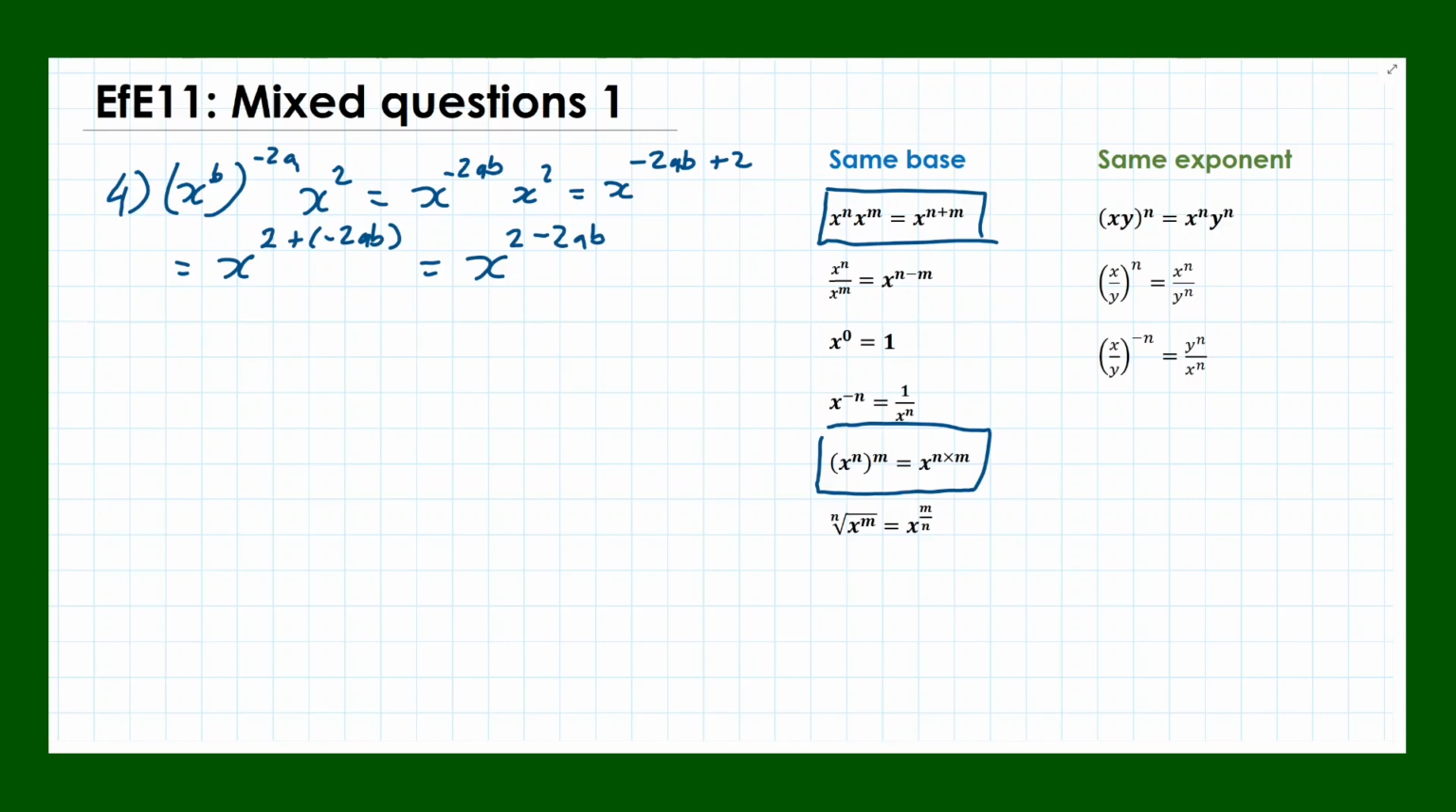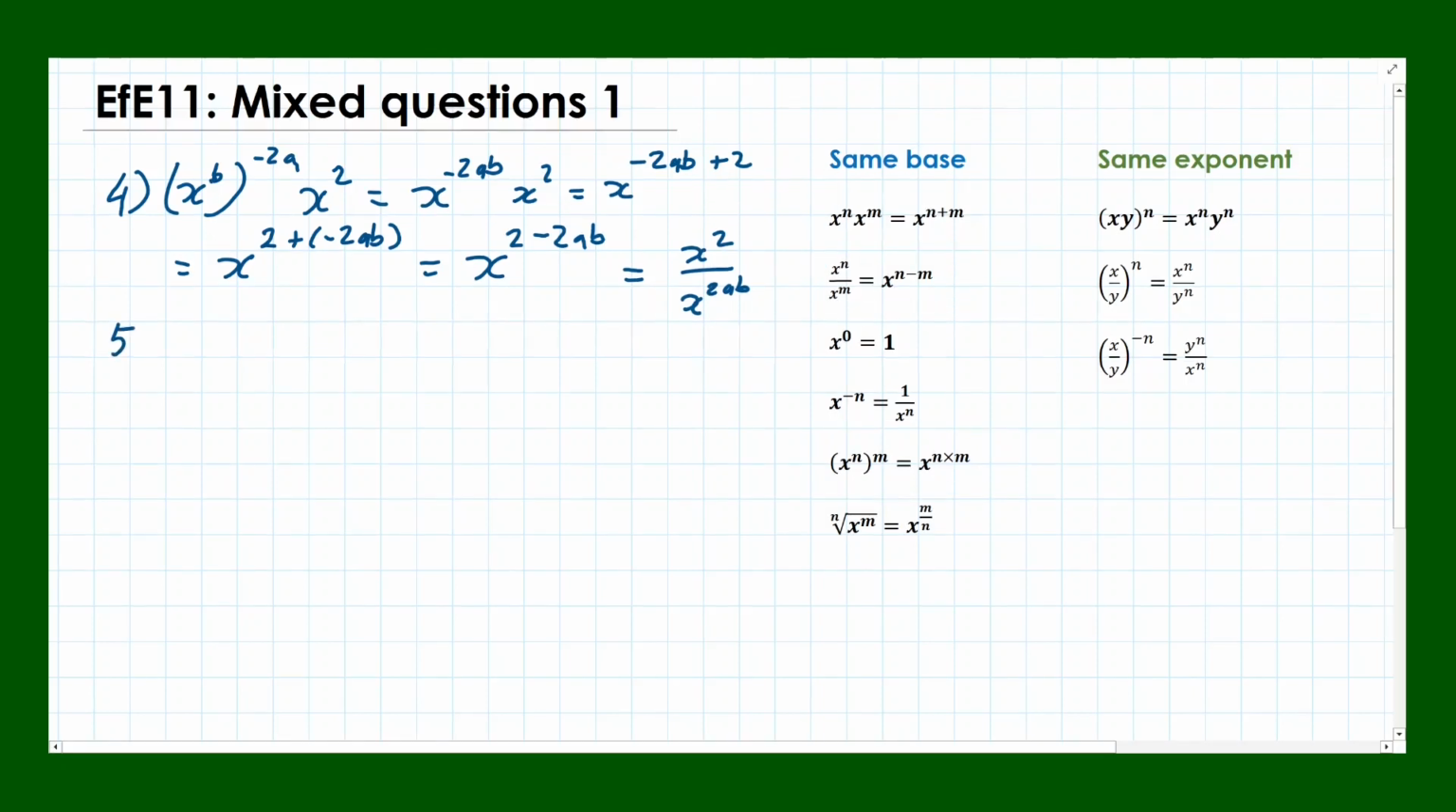Now if you want to leave it as it is, fine, but then again, I could apply this rule backwards, the subtraction of the powers rule, and I can write it as x squared over x to the 2ab. Well, again, as in the previous example, sometimes you might want your answer as a base with just one power, but sometimes you might want to work with the fraction. It will depend on what you want to do next.